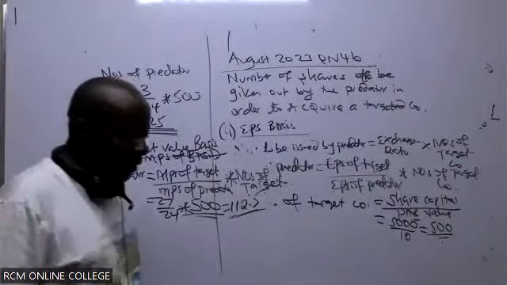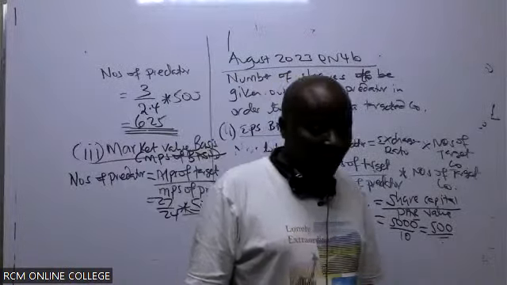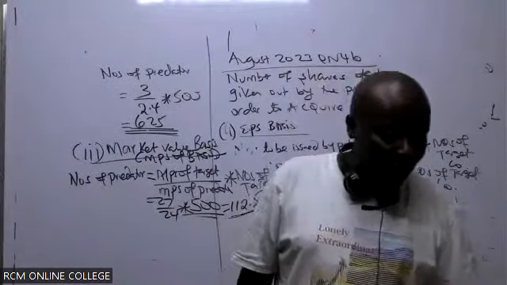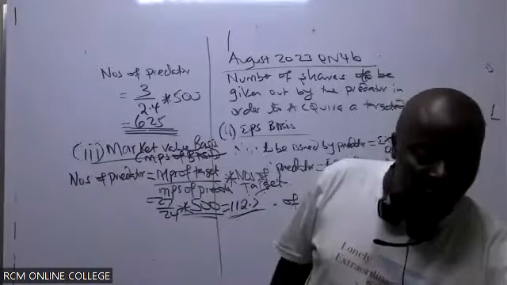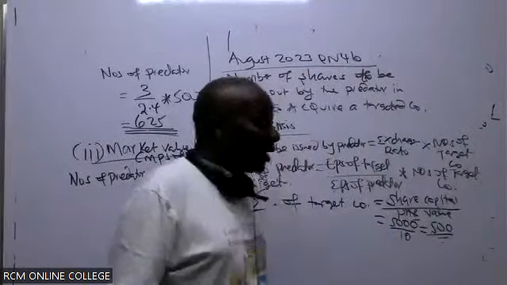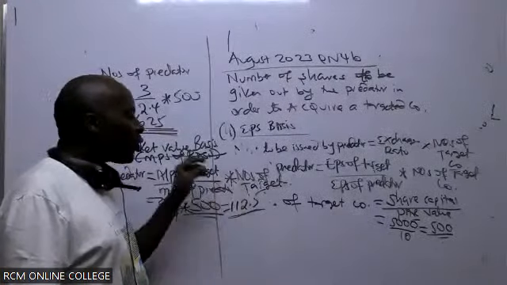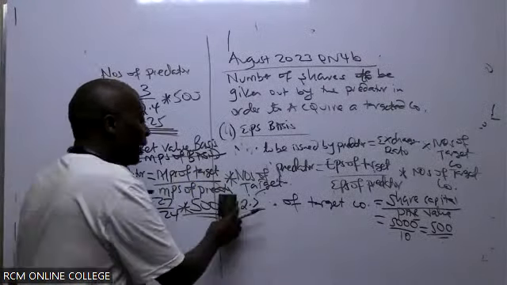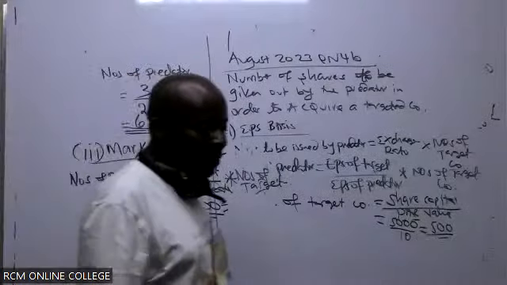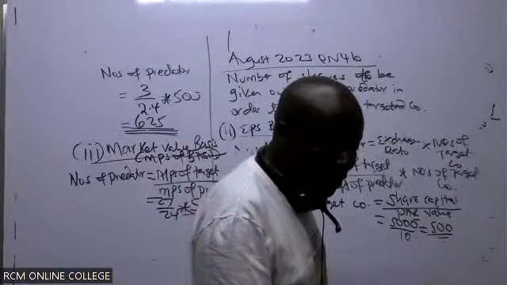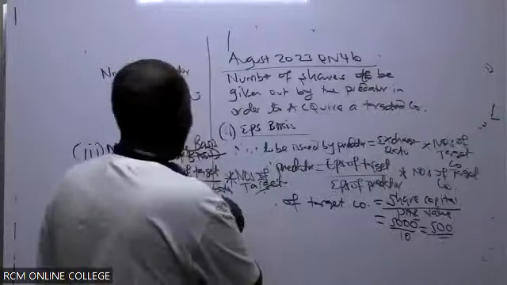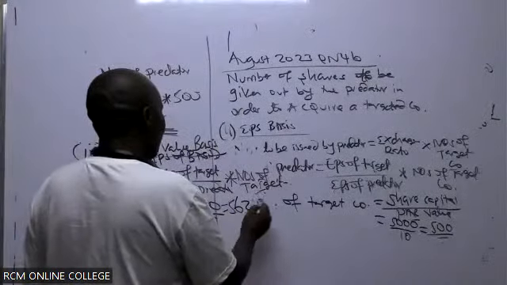Wamekataa 112.5. Wamesema mwalimu, hiyo answer ni ya uongo. Please, the students who are perhaps getting this 112.5, they're using the concept that I've given them here. The number of ordinary shares should be the number of ordinary shares of the target, and it should be 562.5. That is the correct answer.